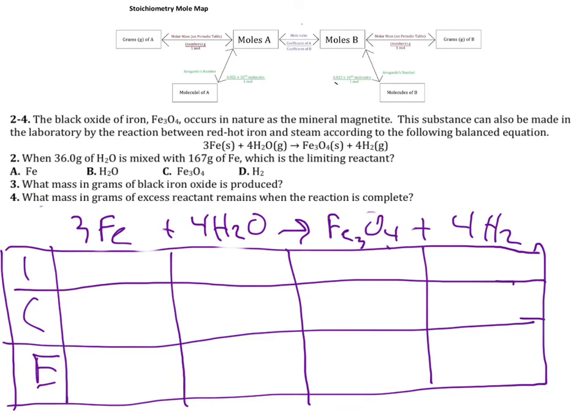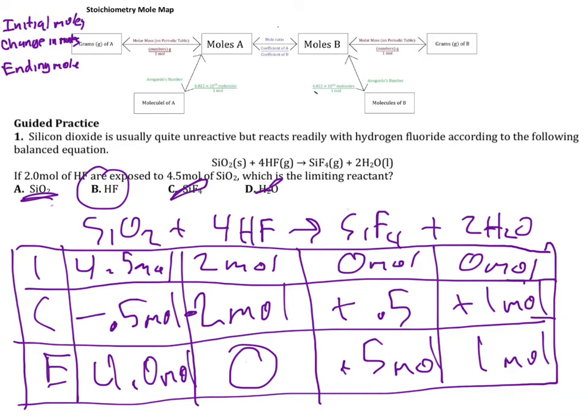All right, so here we go. We have 36 grams of water mixed with 167 grams of iron. What is the limiting reactant? And so here's the reaction here. And notice how it's giving us 36 grams of water and 167 grams of this. But what is wrong with what I'm doing already? Well, what's wrong is that these are supposed to be in moles. So these are the initial moles, the change in moles, and the ending moles.